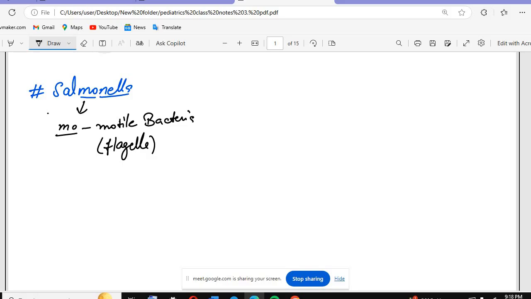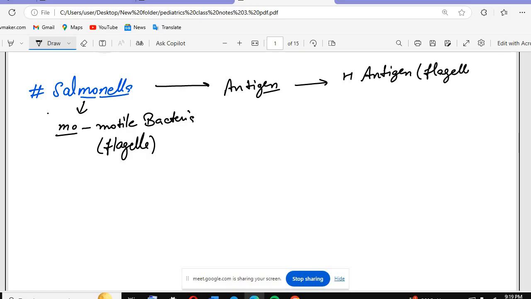After that, they have some kind of antigens. Remember, they have three types of antigens. We have the H antigens, which are present in the flagella. Then they have the O antigens, and this O antigen is somatic. Somatic means that it is present all over the body of the Salmonella. These are polysaccharides.